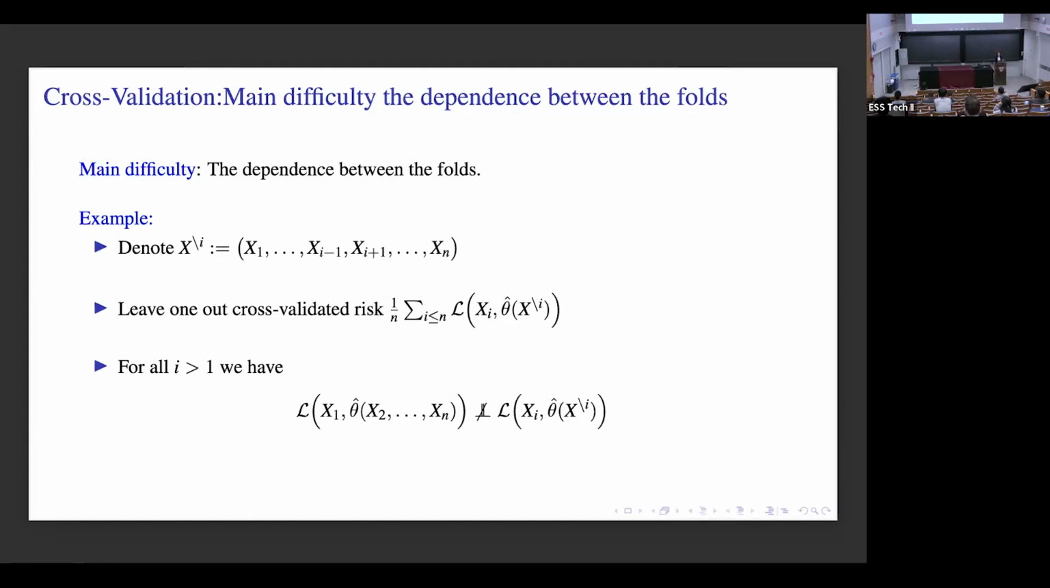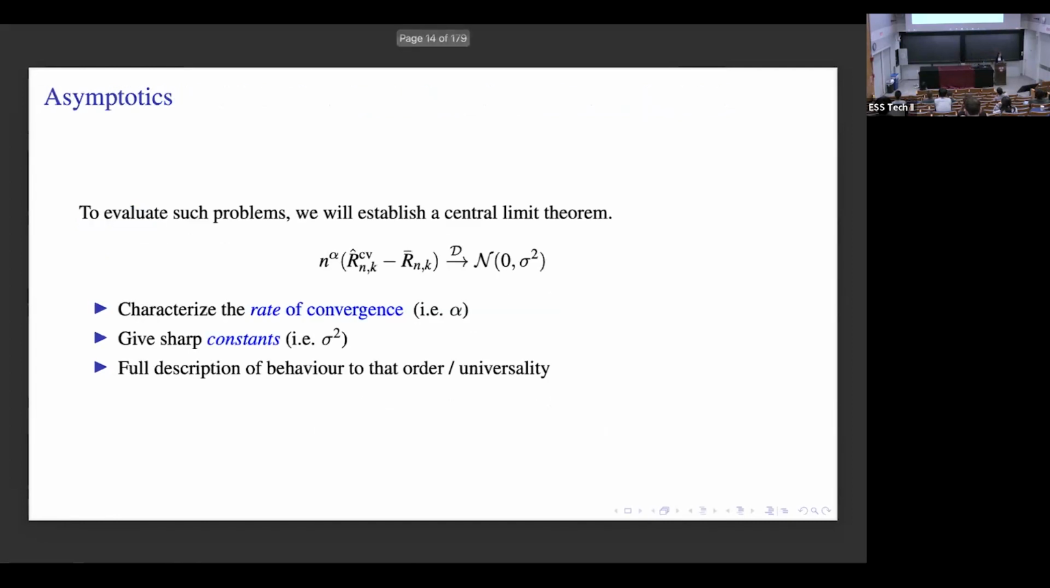However, while it is an empirical average, it's an empirical average of highly dependent observations. For example, the loss on x1 is dependent on the losses on all the other observations, because all the other estimators are trained using x1. This will introduce some dependence, and we'll see that this dependence is key to understanding the behavior of cross-validation. Still, we were able to determine the asymptotic behavior of the k-fold cross-validated risk, and that allows us to exactly determine and study its rate of convergence.